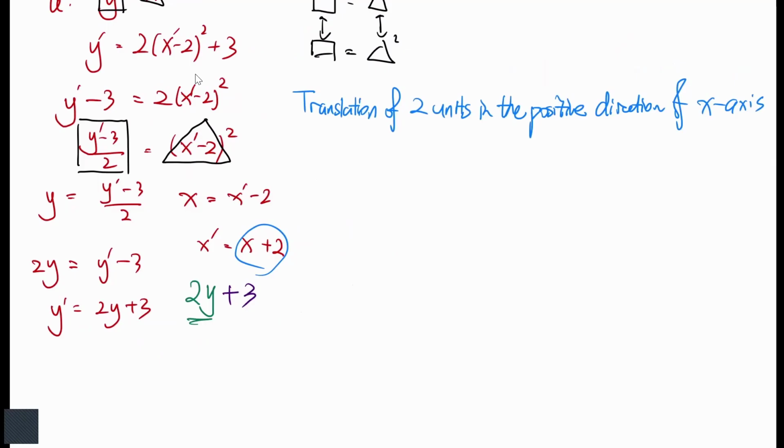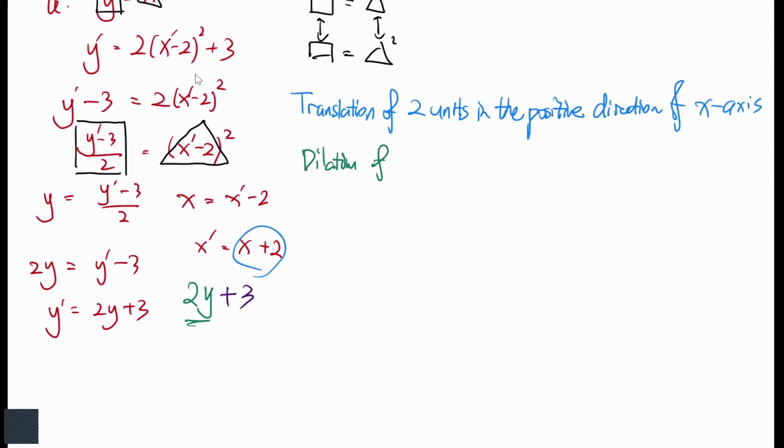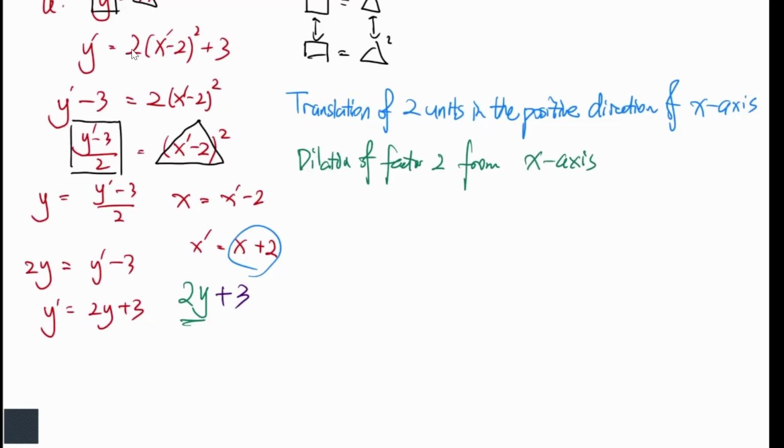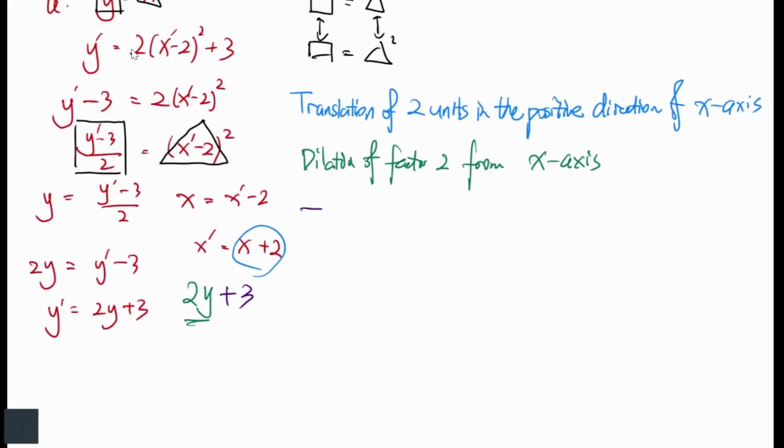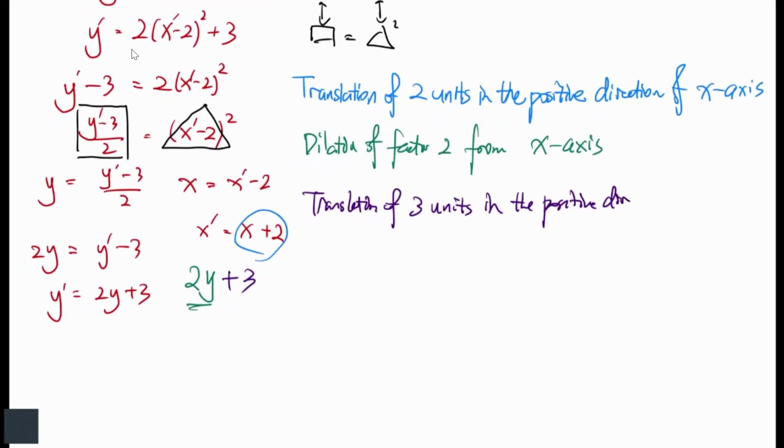Let's do the green thing first. Let's do the dilation first. A dilation of a factor of 2, now I want to change the y, so that means my dilation should be from the x-axis. Then what about the purple part? Plus. So that's a translation of 3 units in the positive direction of the y-axis.